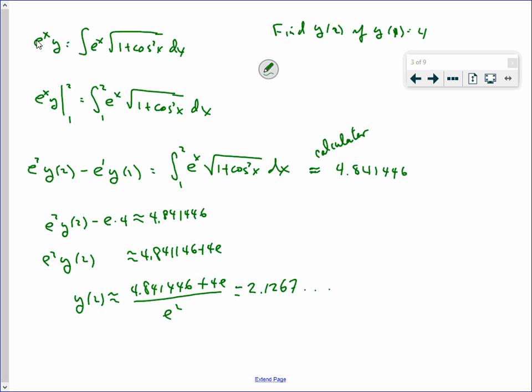Now I'm going to do another linear function that's going to take probably 2 or 3 boards to do, but it's a very, very important type of DE. And that's problem number 31 at the end of this section. So 31 on page 55.